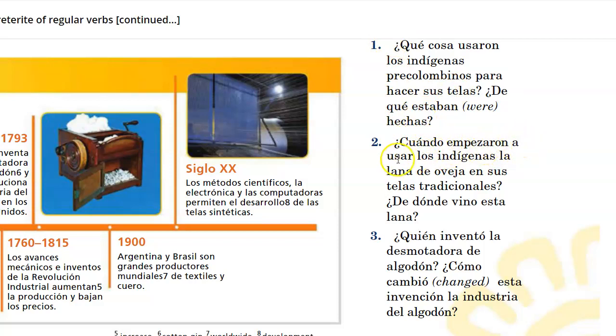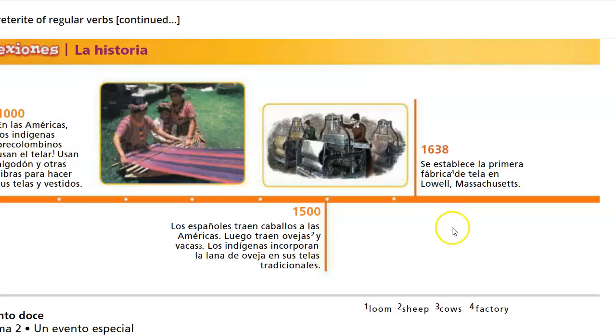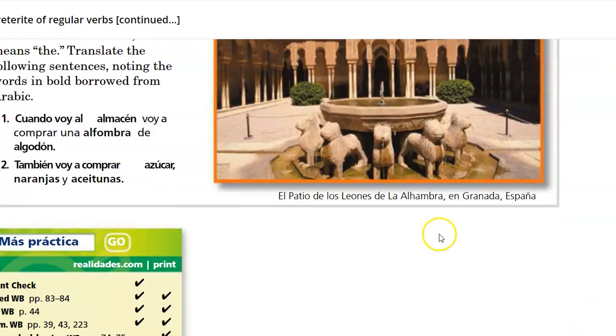¿Cuándo empezaron a usar los indígenas la lana de oveja en sus telas tradicionales? When? ¿Cuándo? When did the indigenous people begin to use wool in their traditional fabrics, and where did this wool come from? So, time marker, we're looking for a time reference, and location reference or origin for number 2. And all the answers can be found in this timeline here between pages 112 and 113.